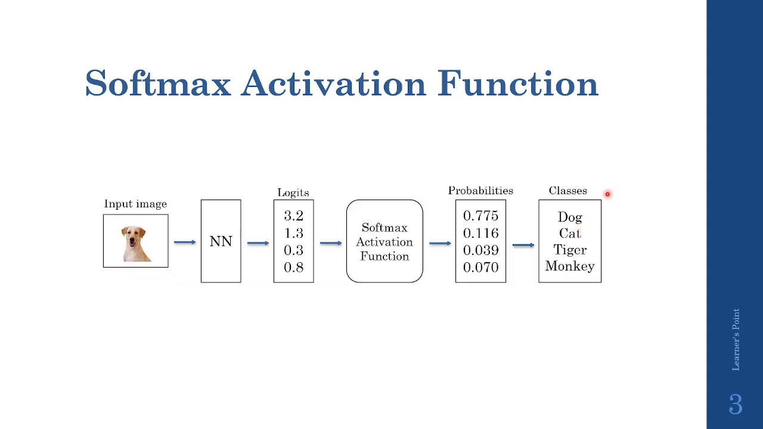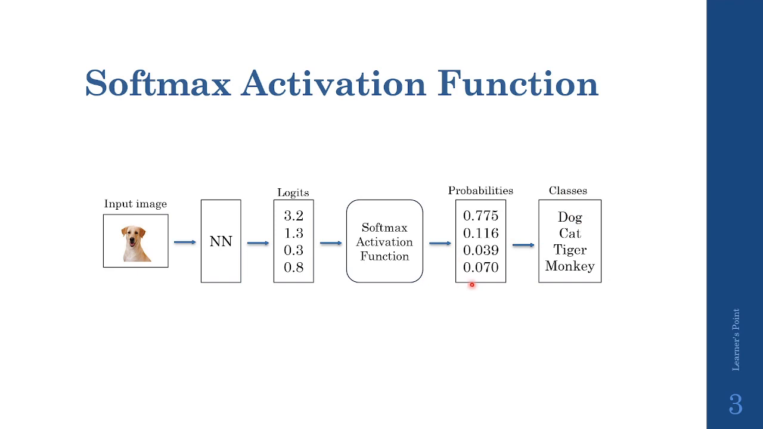Now let's have a look at an example that illustrates how the softmax activation function works. For example, we are providing an image of a dog as input to a neural network. The neural network takes this image as input and produces some logits or scores. These logits are then passed into the softmax activation function, and it returns the corresponding probability values for those logits. And these probability values are the probabilities for each of the classes mentioned here.